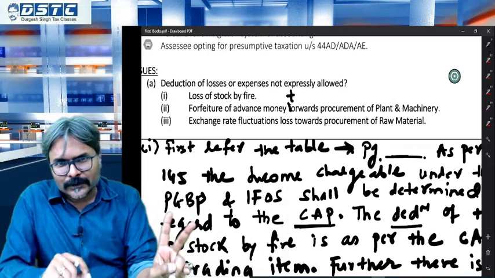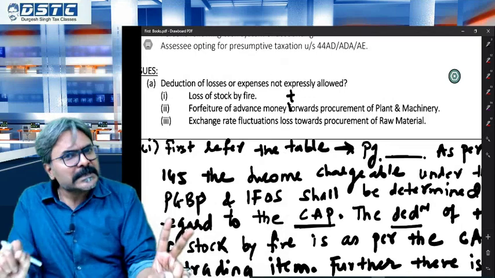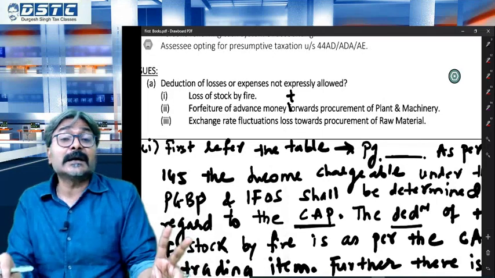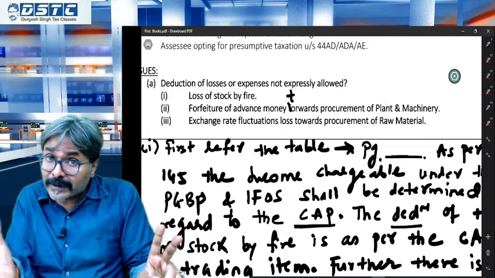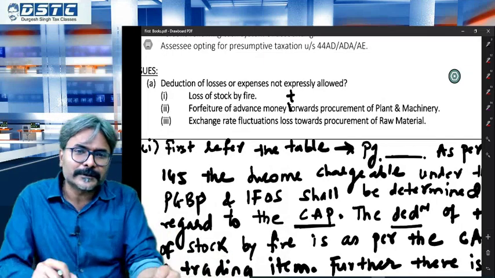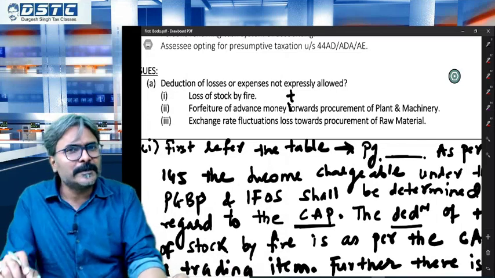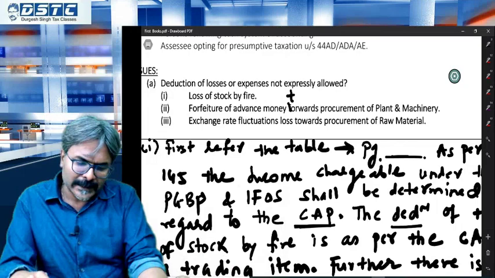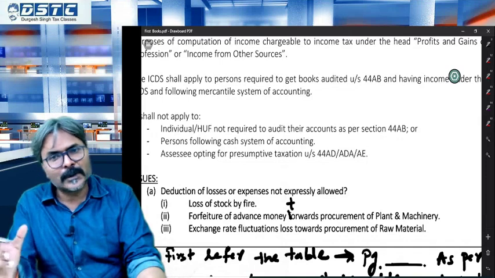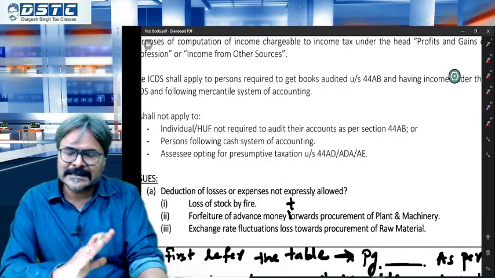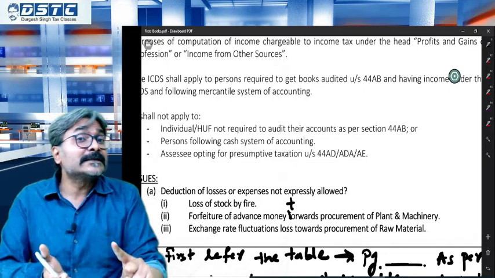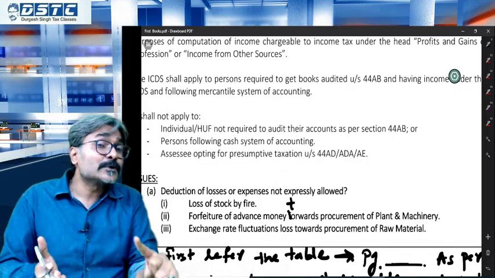Second point, students, now check whether we have any specific provision under the head PGBP which grants the deduction of such loss. Again, the answer is no. There is no provision under the head PGBP which grants the deduction of such loss, and therefore, to conclude, such a loss will not be allowed to you as a deduction. If it is debited to your profit and loss account, thereby you have reduced your net profit. So what is the treatment you are supposed to give? The treatment is add back.